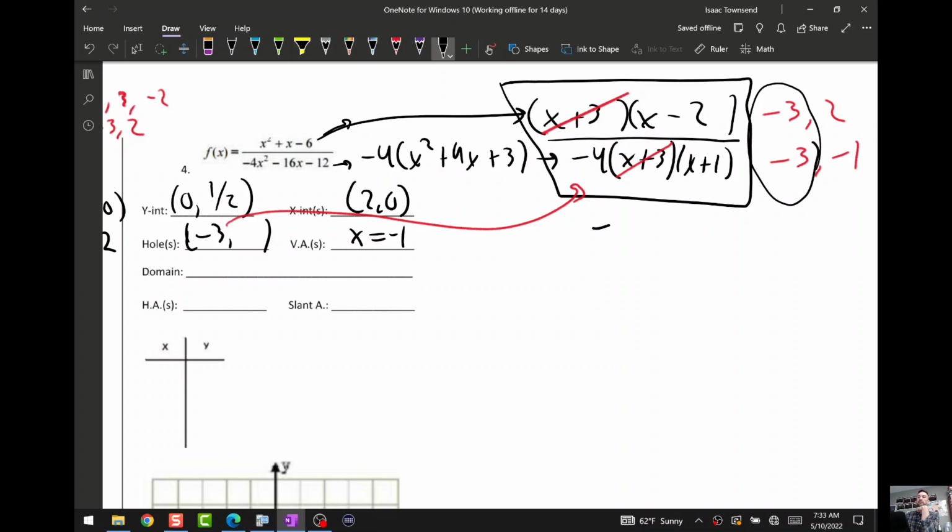And then plug -3 into what's left. -3 minus 2 over -4 times -2, which would be -5/8. So you plug in the x value of the hole into the reduced function. If you don't cancel out the x plus 3 and the x plus 3, you're going to get 0 over 0. You got to cancel those first and then plug it in.